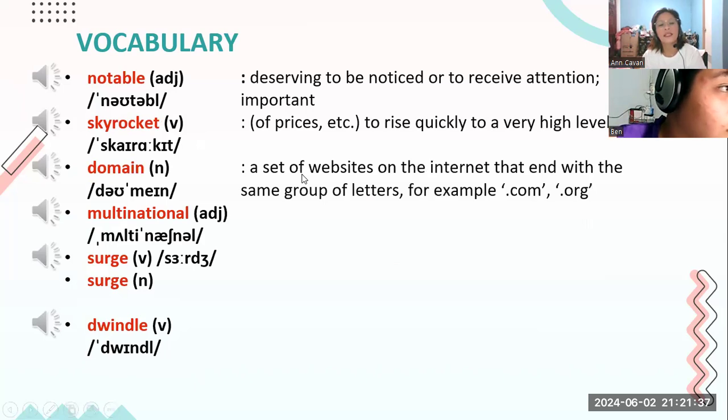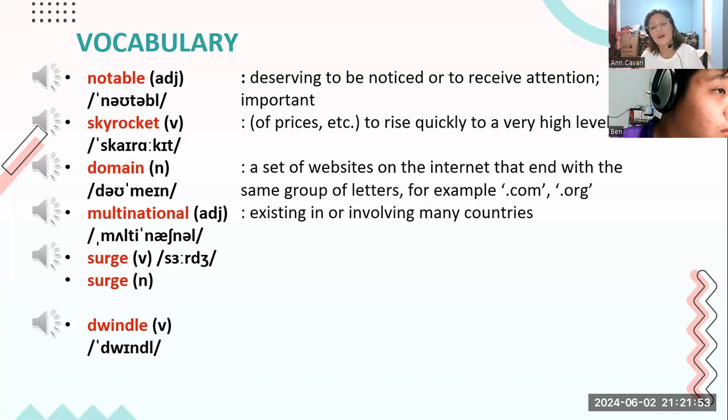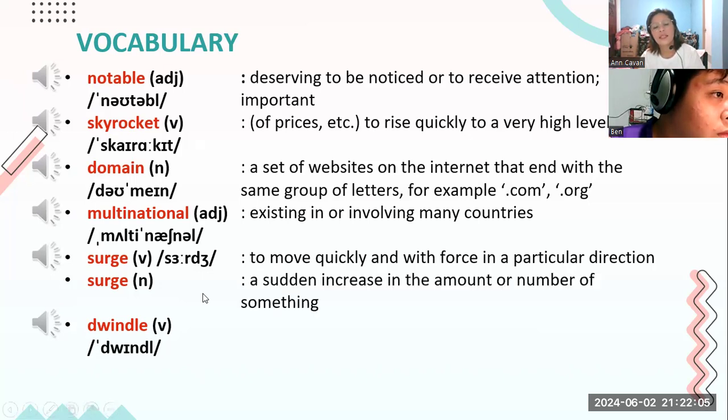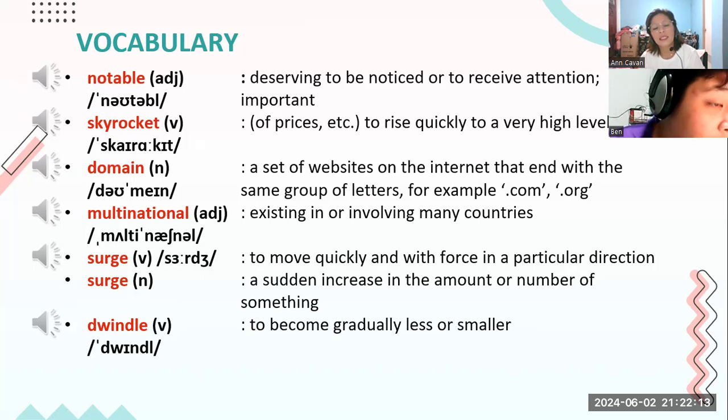Domain: a set of websites on the internet that end with the same group of letters, for example www.com, that's the domain. Multinational: existing in or involving many countries. Surge: to move quickly with force in particular directions, a sudden increase in the amount or number of something. Dwindle: to become gradually less or smaller.